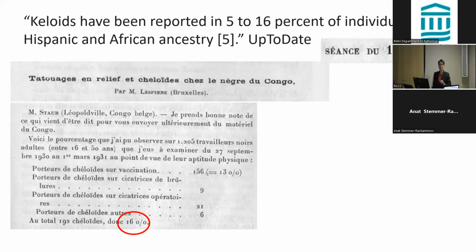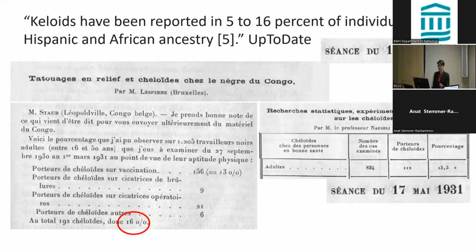At that very same meeting on May 17, 1931 in Strasbourg, someone else presented his research. This is Professor Nageli from Bern, Switzerland, and he too was interested in keloids. He looked at this Swiss population, at adults and children, and what he found was that 13.3% of Swiss adults had keloids.